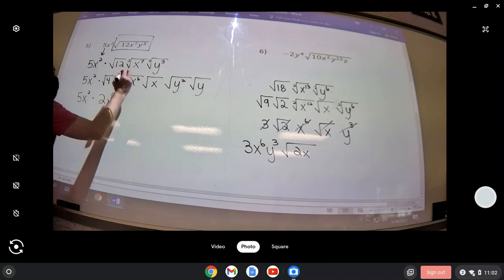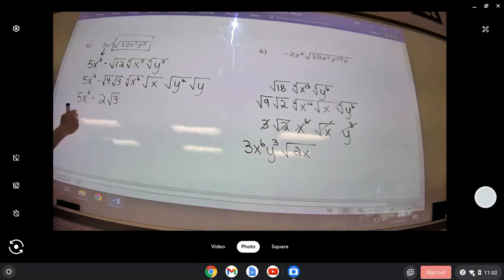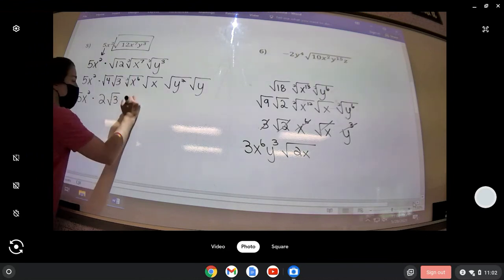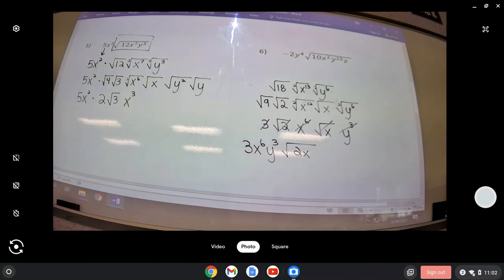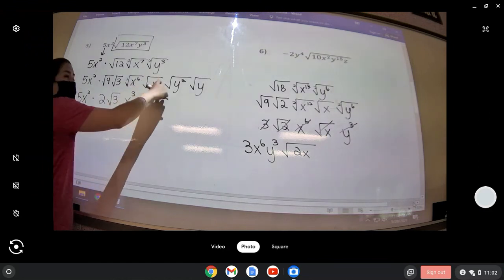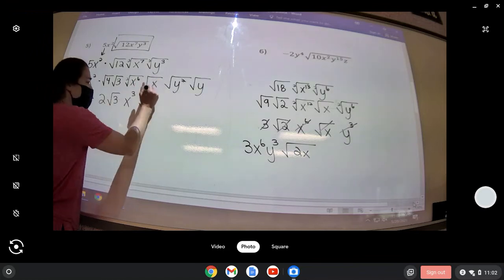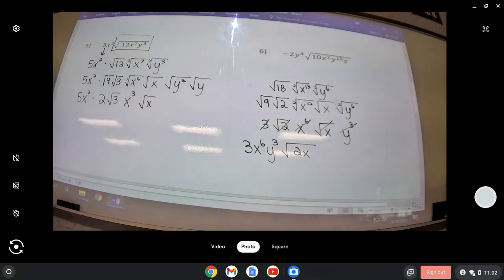All right, the square root of x to the 6, 6 divided by 2 is 3. That's x to the third. No more radical. He divided. He's free. Can I take the square root of just x? No, he's the leftover. He stays.